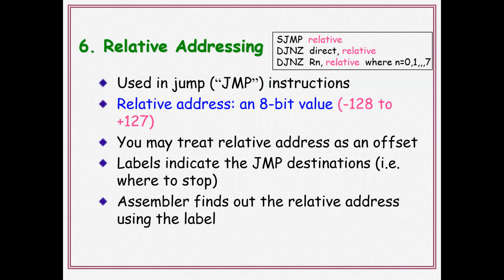Next one is relative addressing mode. This relative addressing mode can be used in jump instructions. This relative address is an 8-bit value. We know that with an 8-bit value, 256 values are supported, but here forward and backward jumps are both supported: minus 128 to plus 127, a total of 256 supported. So you may treat the relative address as an offset.